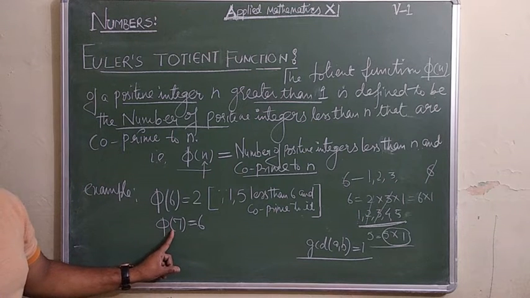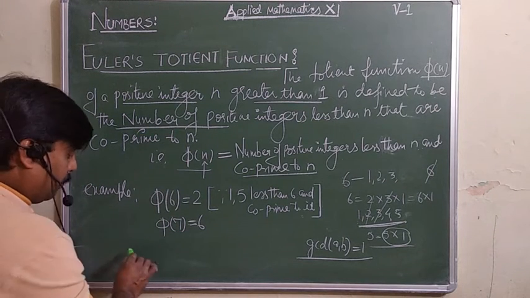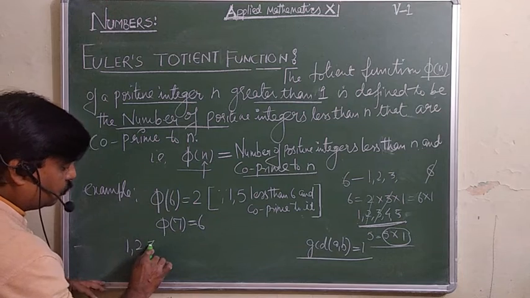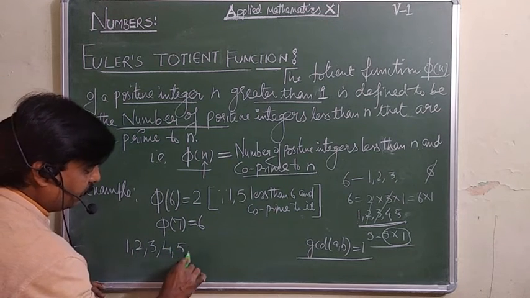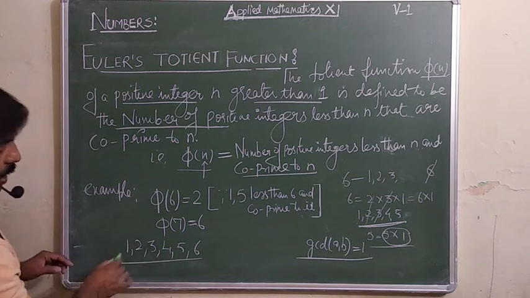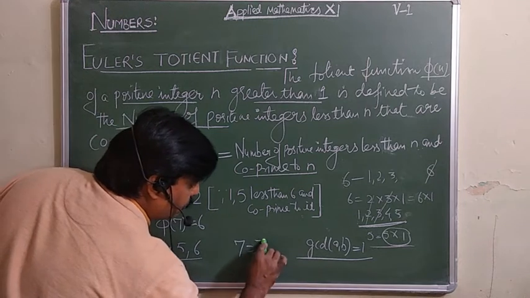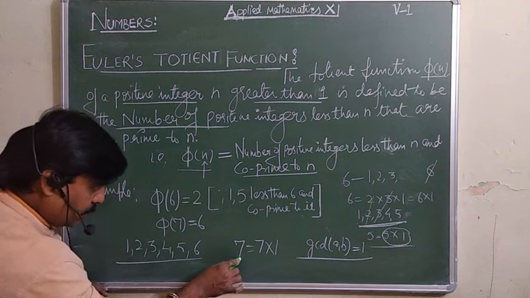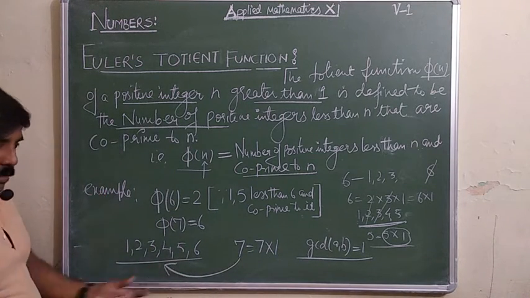Similarly 7 you are taking here. 7 से smaller number क्या है? 1, 2, 3, 4, 5, 6 here only. And the factor of this 7 is 7 into 1. अब इस नंबर के साथ among these numbers क्या करना है?